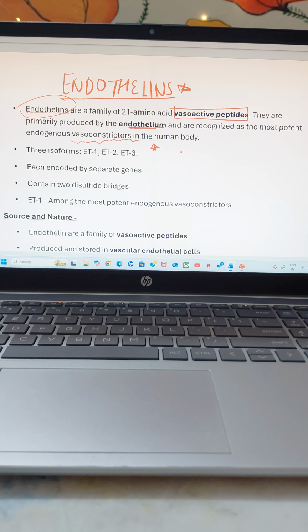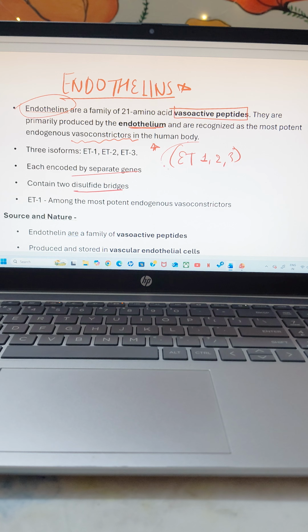There are three isoforms of endothelin, that is endothelin 1, 2 and 3. These are the three isoforms in which it exists, each encoded by separate genes and containing two disulfide bridges. Among these three, ET1 is the most potent. It is the most potent endogenous vasoconstrictor.